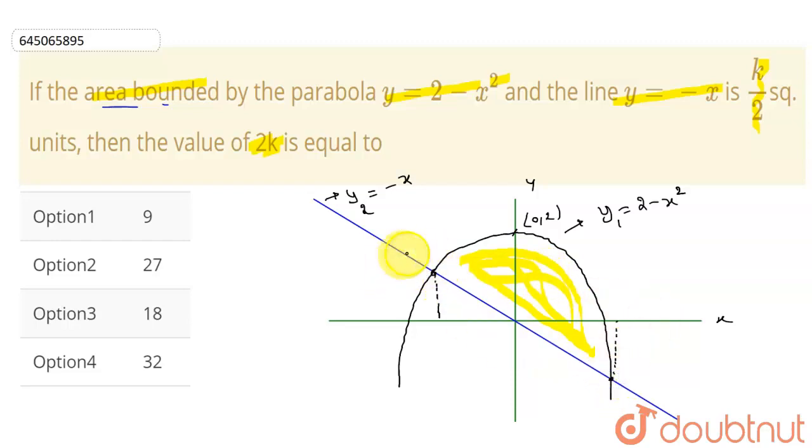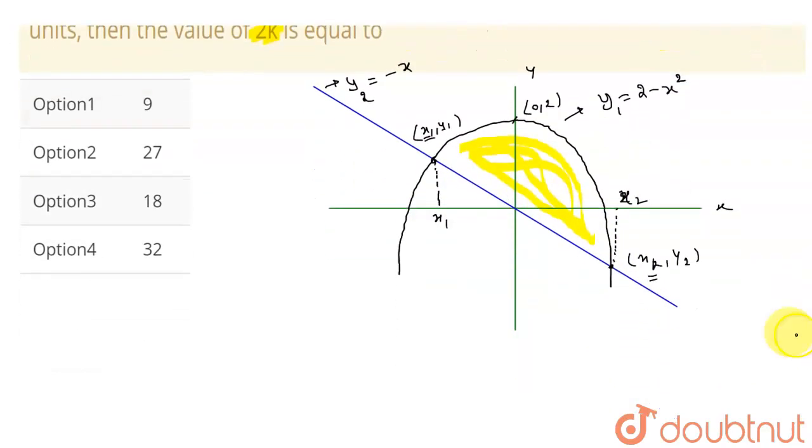Let's say this point is x1 comma y1 and this point is x2 comma y2. Also, to find this value we are more interested in the abscissa of these points of intersection. Let me denote this as x1 and this as x2. Now to find this area, let me first find these 2 points. So see, at these 2 points, my first curve equation is y1 is equal to 2 minus x square, and my second curve equation is y2 is equal to minus x.